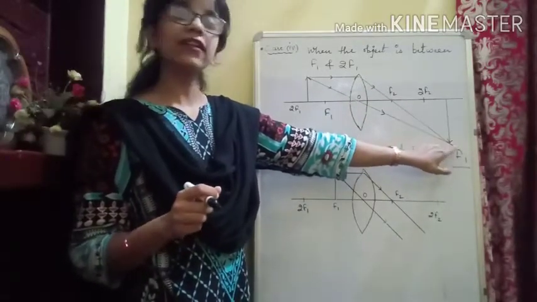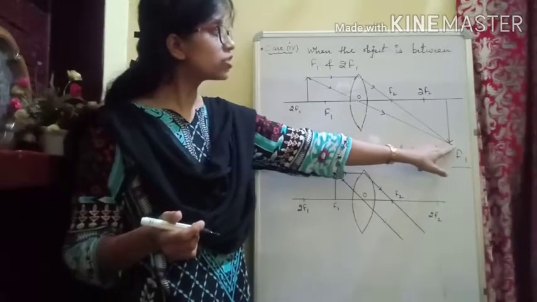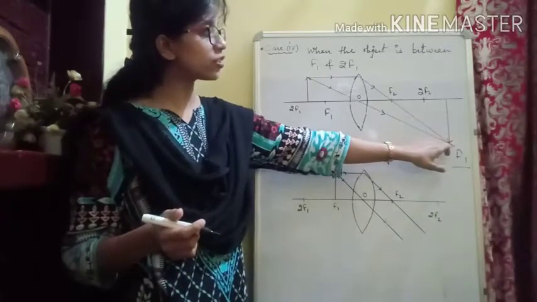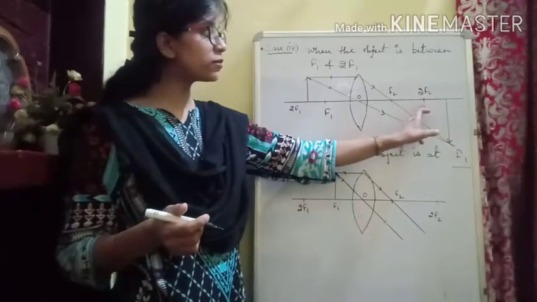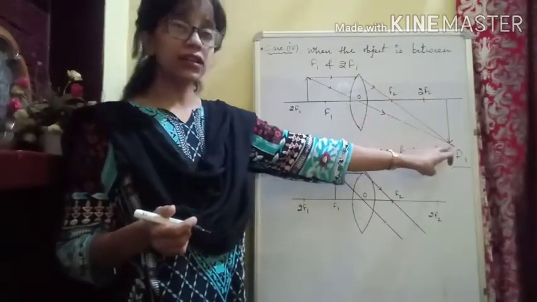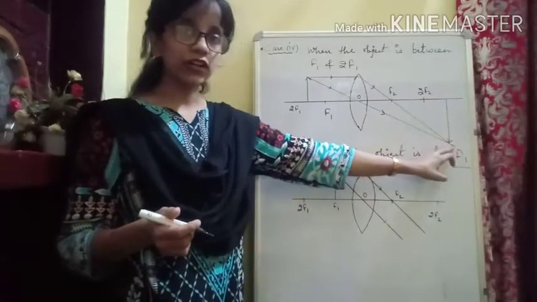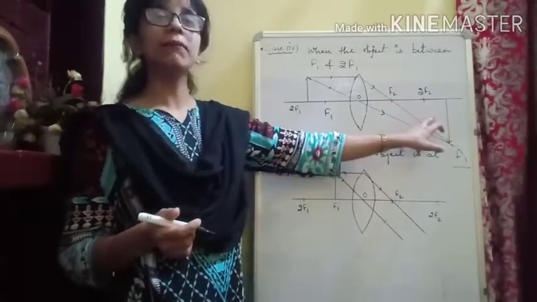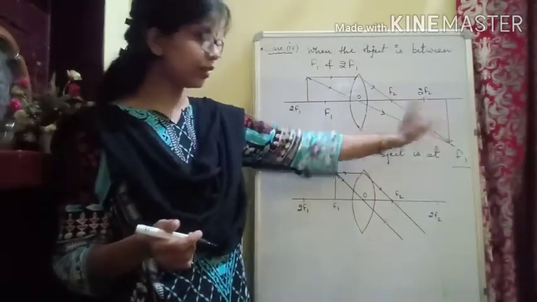So where they are intersecting, there we'll get the image. Now the characteristic of the image: the image will be formed beyond 2F2. The image will be real, and the image will be inverted, and of course it will be magnified, as you can see very well here.